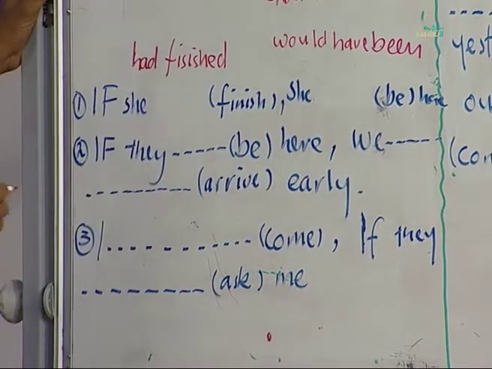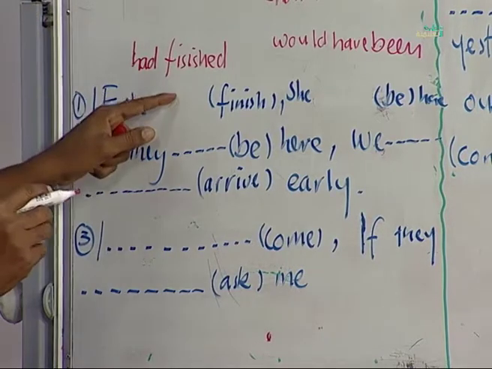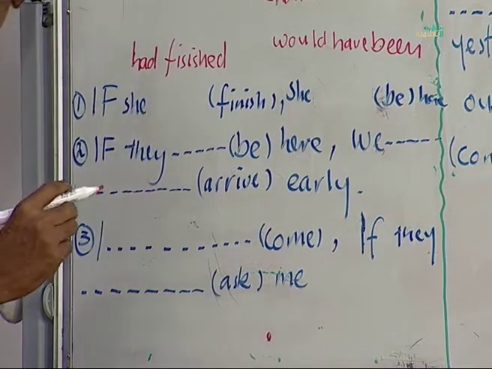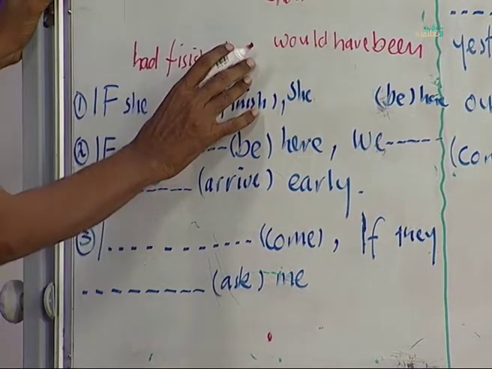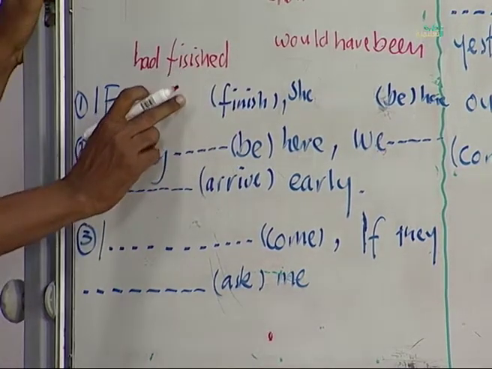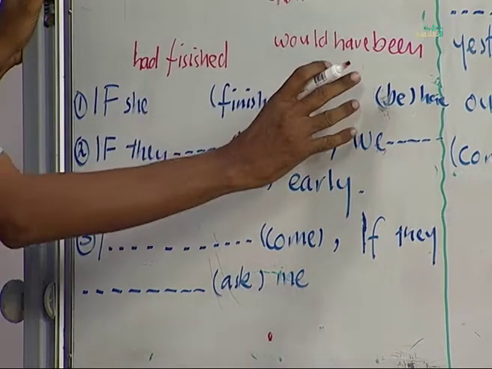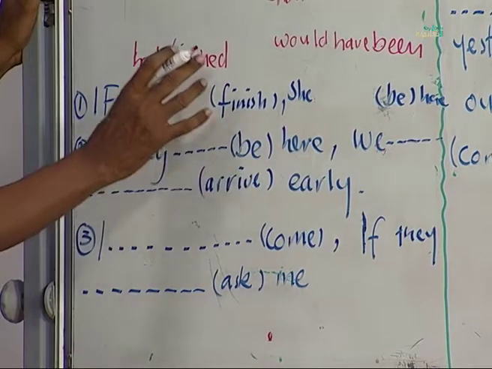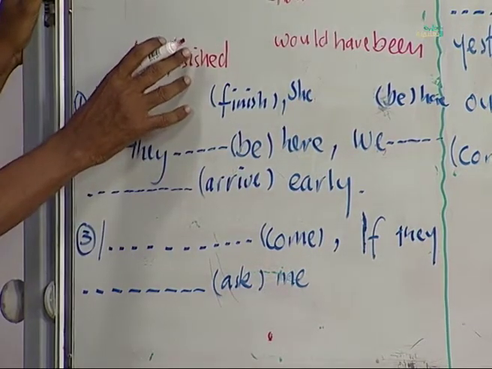Our sentence is going to be like this: If she had finished, she would have been here. This means she didn't finish and she is not here. She would have been here, but she is not here. It is something not fulfilled in the past.